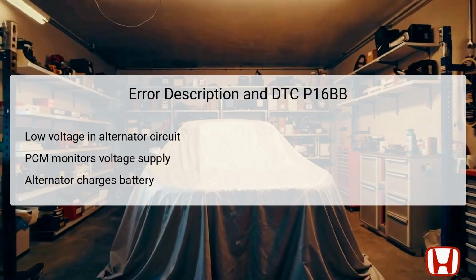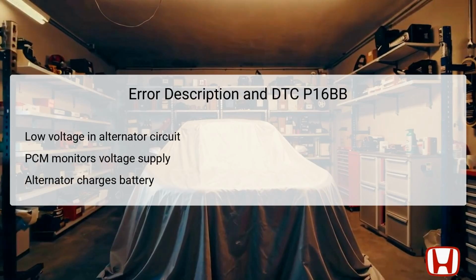The error represented by DTC P16BB-00 indicates a low voltage condition in the alternator B terminal circuit. The alternator's role is to convert mechanical energy into electrical energy, charging the vehicle's battery and supplying power to the electrical system while the engine is running.